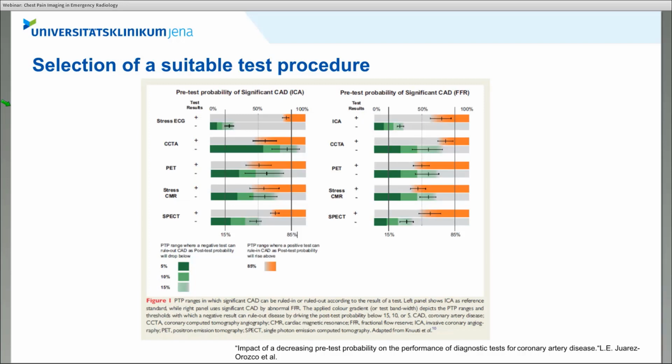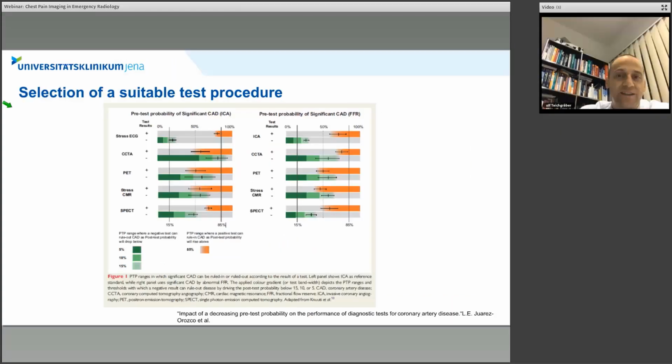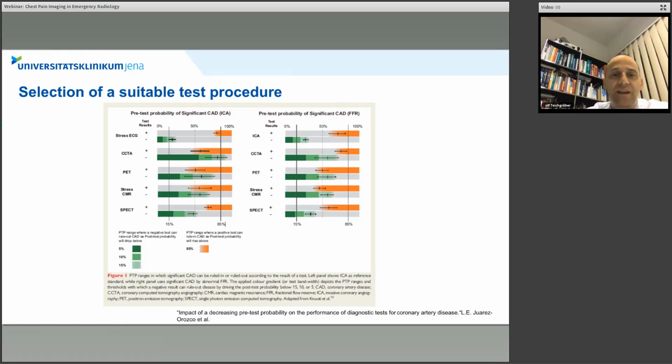You might ask, how could this be? I now have additional information like fractional flow reserve, or let's say perfusion imaging, as additional tests. But you have to see that all these pre-test probabilities are adapted to the results of the gold standard. And the gold standard is actually the invasive coronary angiography. And coronary angiography itself as gold standard also has its limitations and its own pre-test and post-test probability.